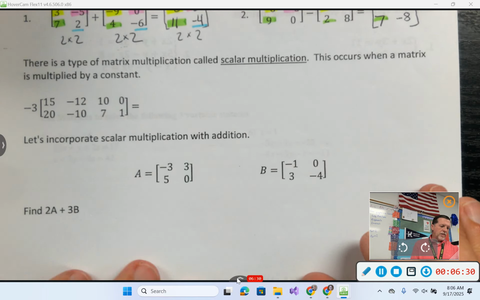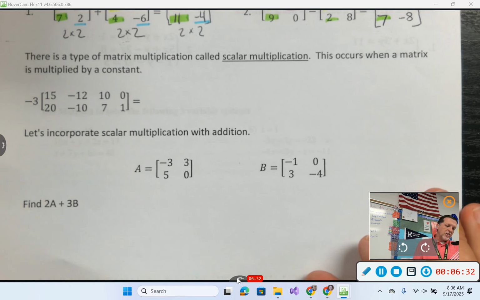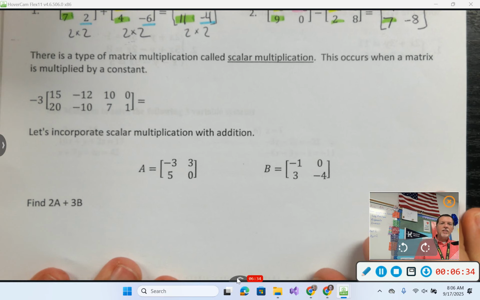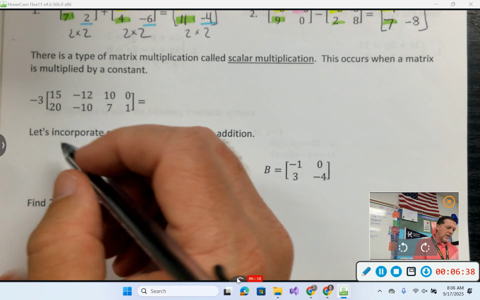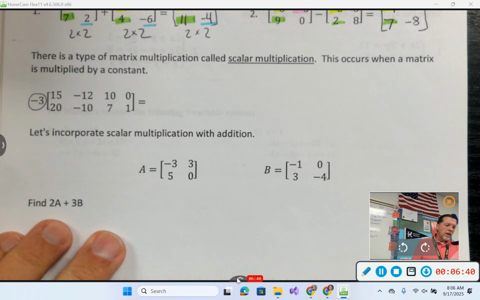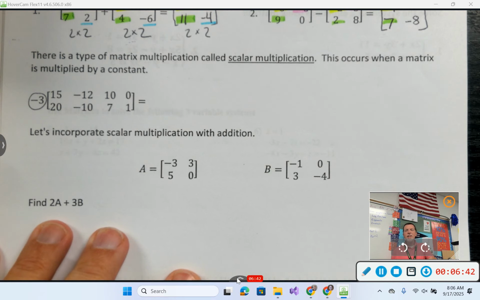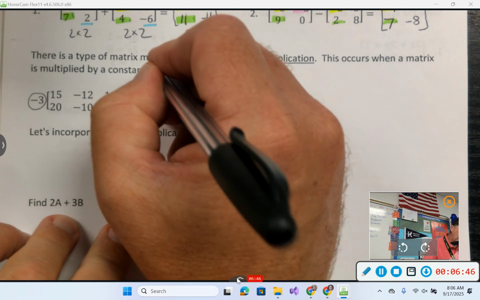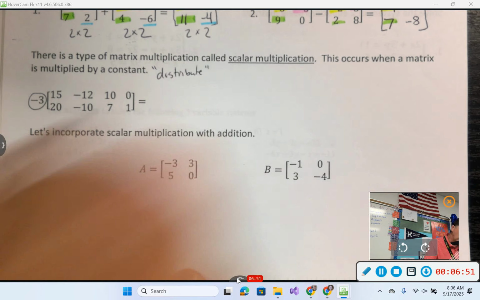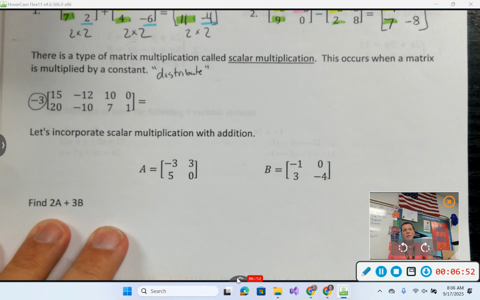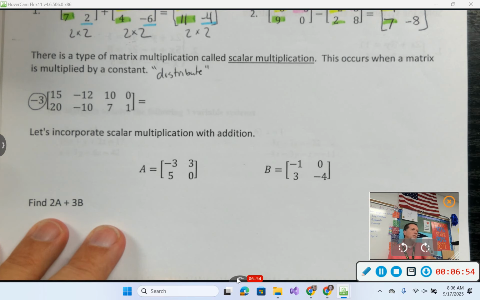Okay, there is a type of matrix multiplication called scalar multiplication. This occurs when a matrix is multiplied by a constant. Any guesses on what we would do with that -3? We multiply -3 by all of them. I don't know if distribute is the perfect word for that because that usually has some other math meaning, but yes, -3 goes to everybody.